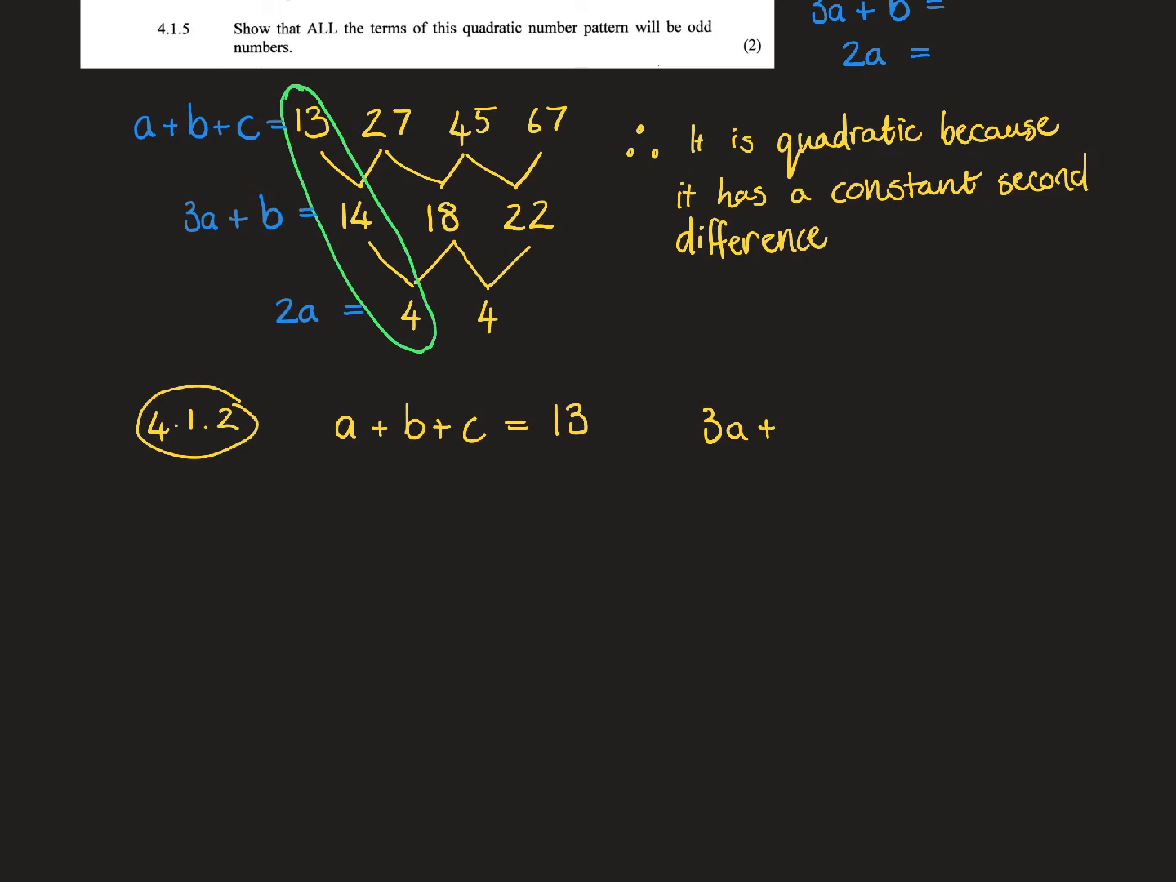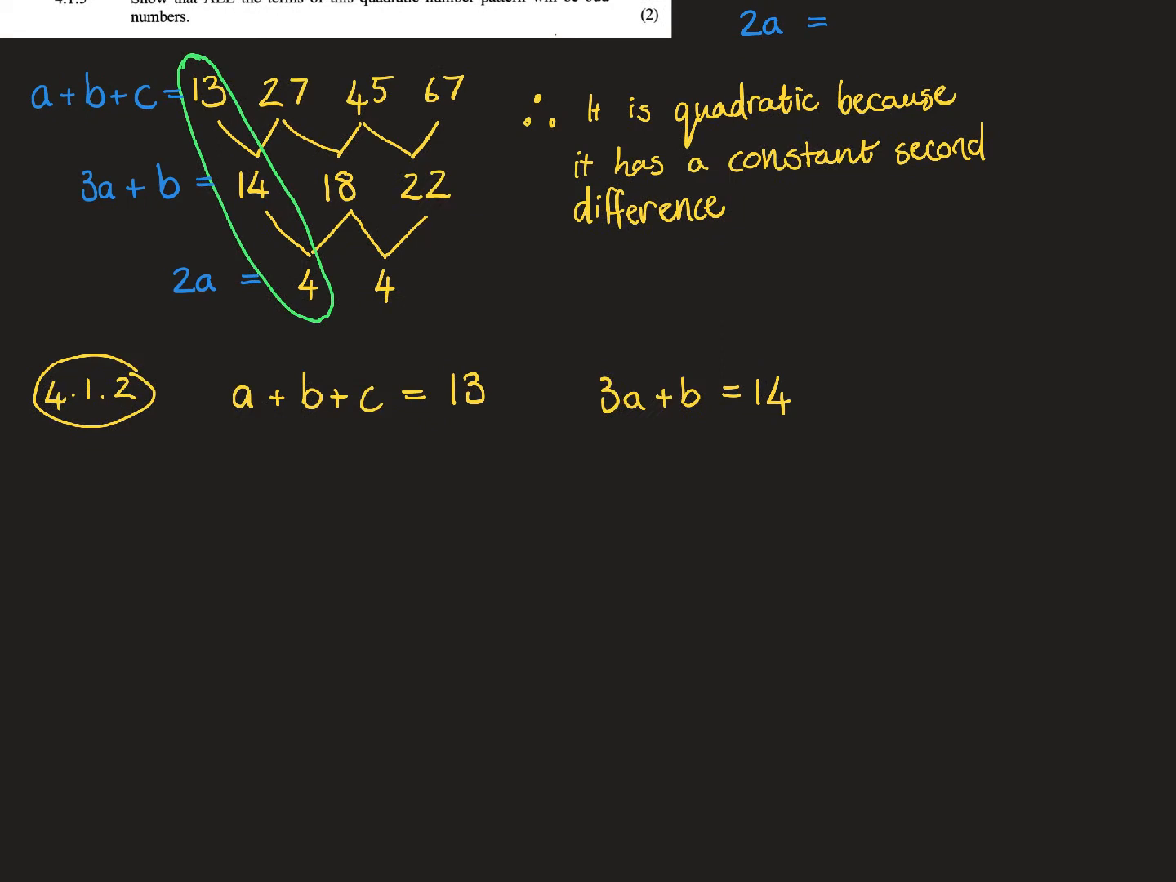3a plus b equals 14, and next to that 2a equals 4. I do that because then I can see which one's the easiest to go first, and this one is the easiest. We can see that a is going to be 2, and we know that because it's divided by 2.